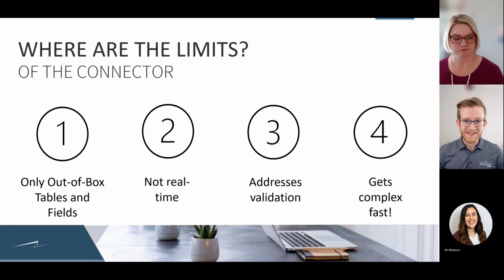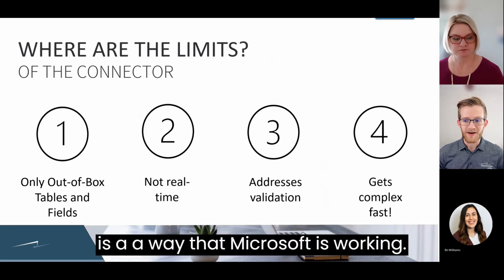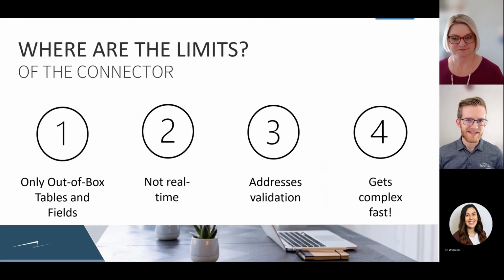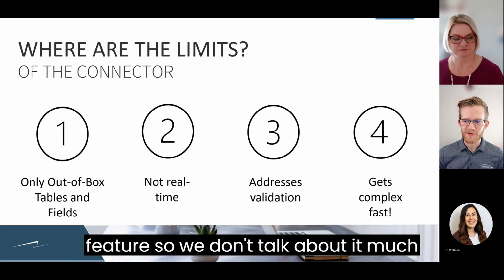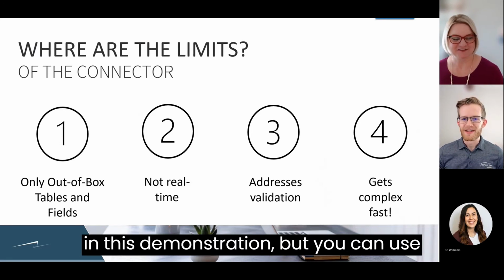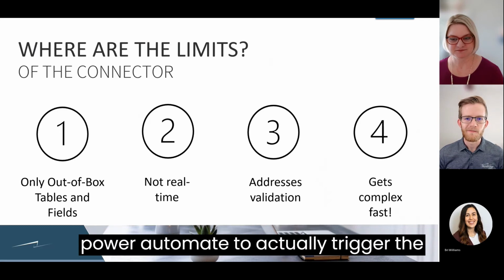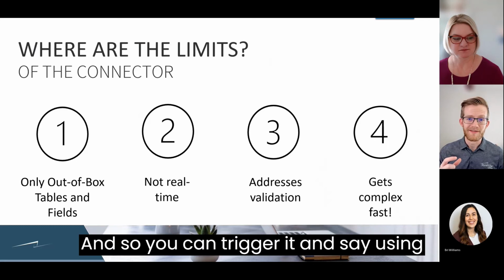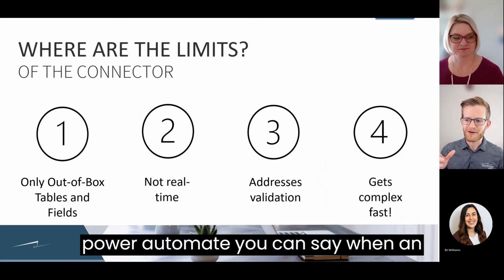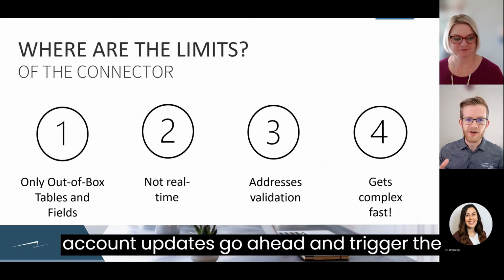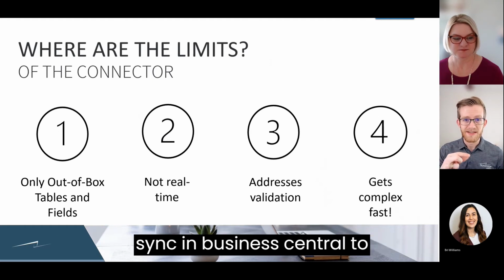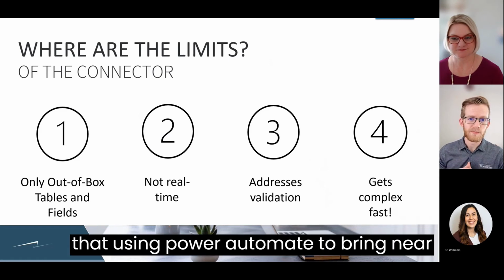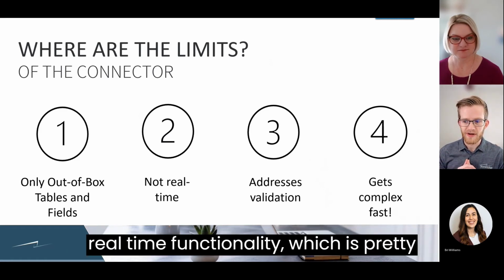Now, there is a way that Microsoft is working on bringing that near real time possibility. It's a pretty new feature, so we don't talk about it much in this demonstration, but you can use Power Automate to actually trigger the job queue to run from a Dataverse update. And so you can say, using Power Automate, when an account updates, go ahead and trigger the sync in Business Central to update accounts. And so you can trigger that using Power Automate to bring near real-time functionality, which is pretty neat.